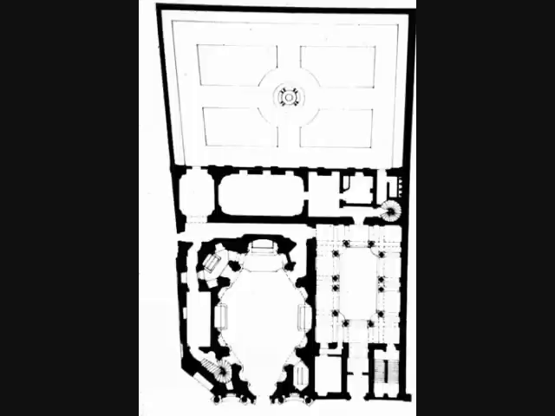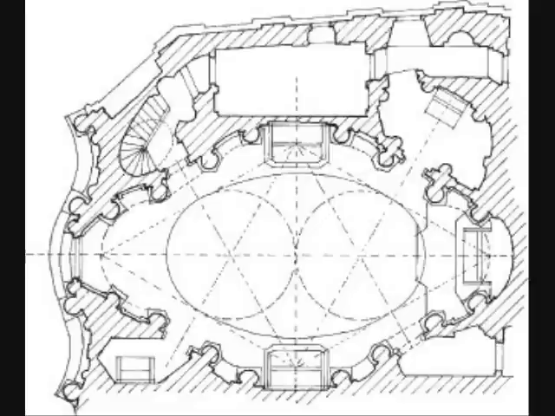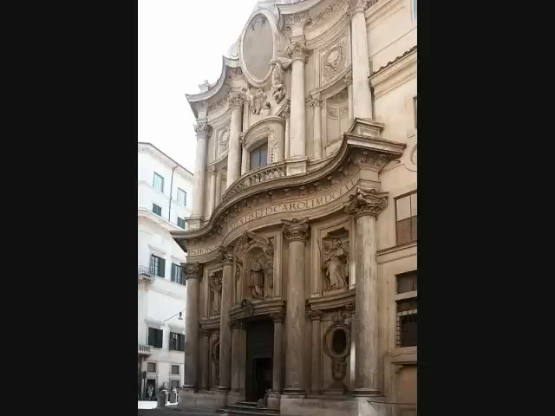Borromini succeeded in creating a unified spatial element by creating a continuous system of rhythmically placed columns along the narrow bay of walls. Its undulating facade and complex features characterize the church as a prime example of Baroque architecture.